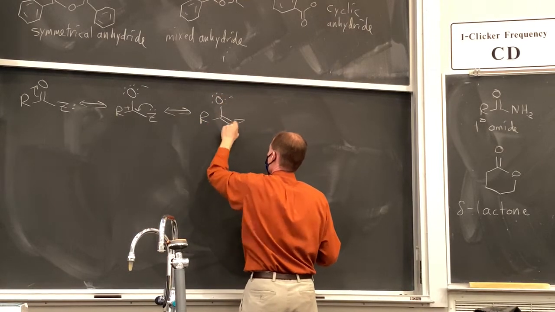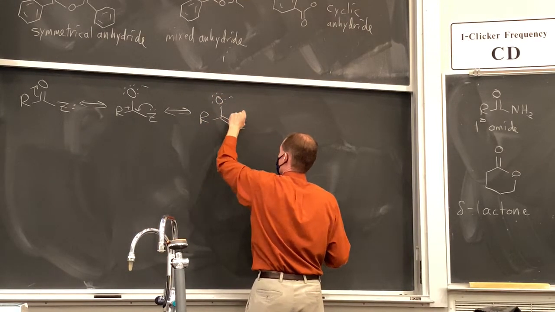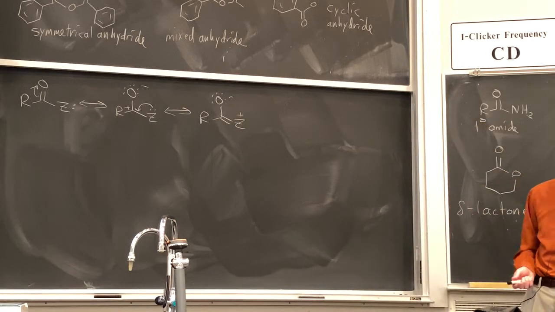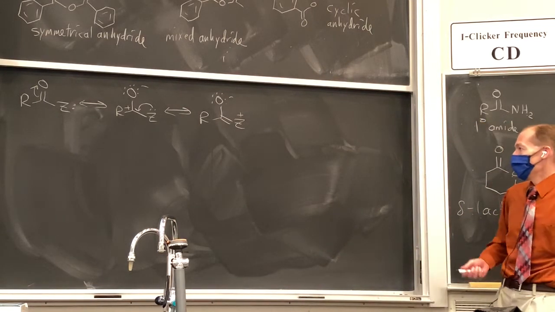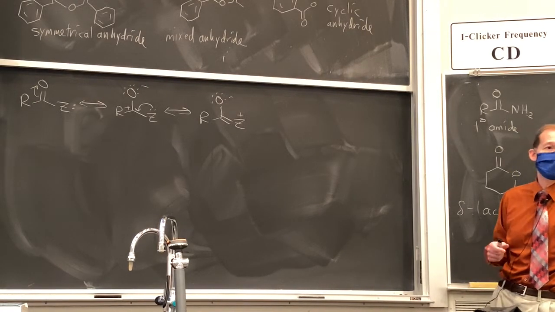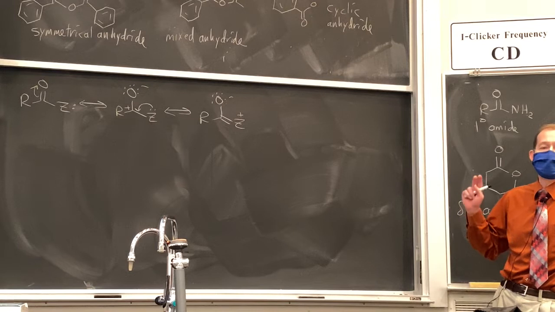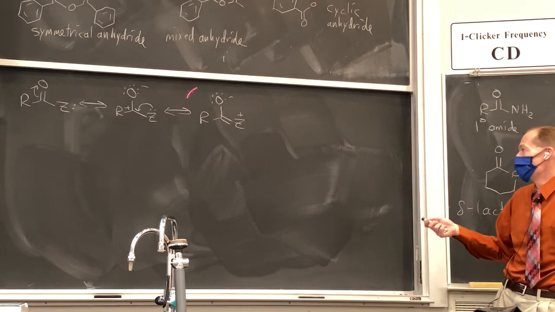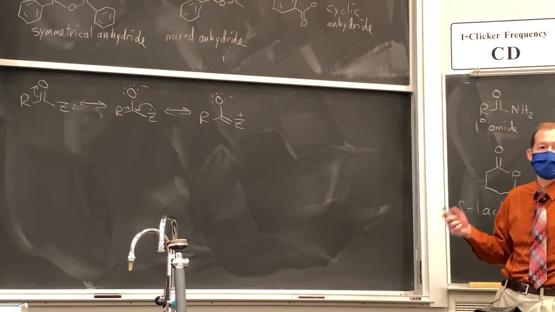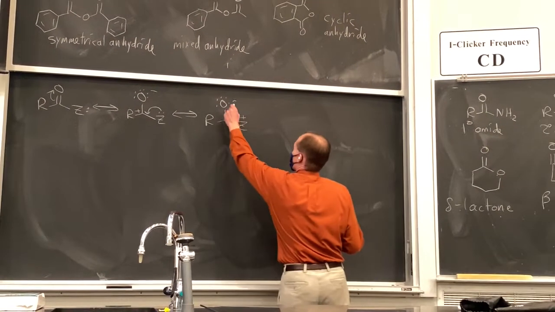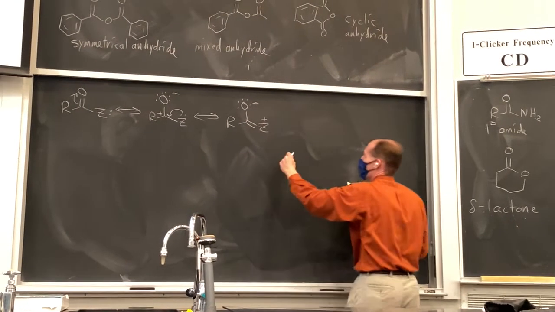Allowing us to draw a resonance structure looking like this. Okay? And the more basic Z is, the more able it is to donate that lone pair. And so the more prominent this minor contributor becomes. Right? So the more basic Z is, the more prominent that minor contributor becomes.